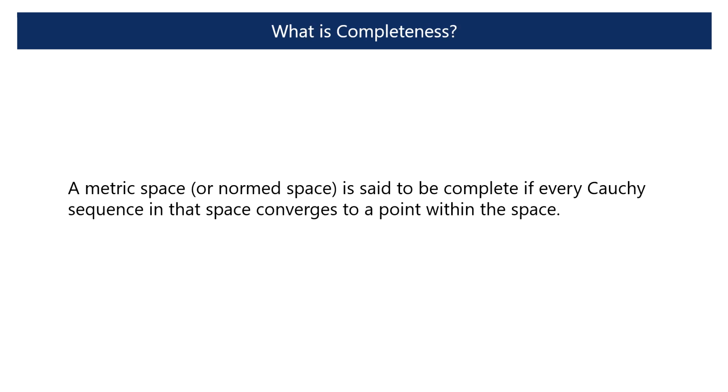Let's begin by looking at the definition of completeness. A metric space is said to be complete if every Cauchy sequence in that space converges to a point within the space. At first glance, this definition might seem quite difficult. However, if we break it down and examine each concept involved, the meaning behind the definition will become much clearer. So, let's now take a step-by-step look at what this definition really means.